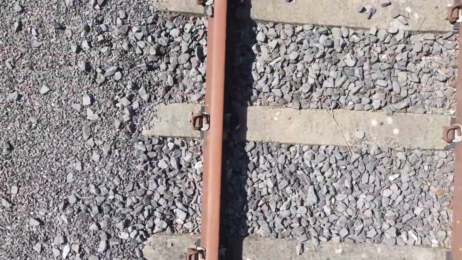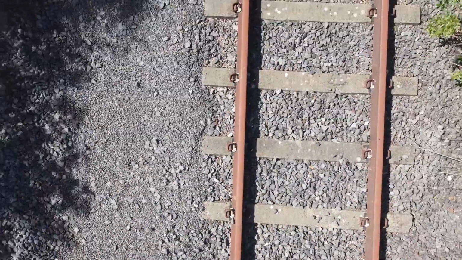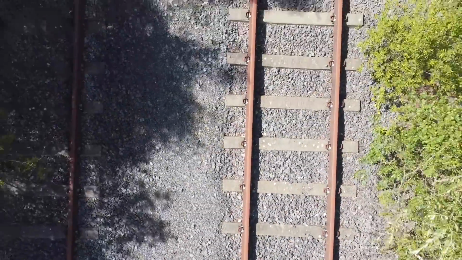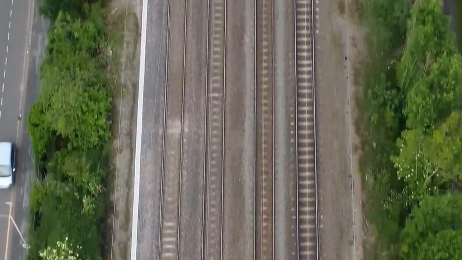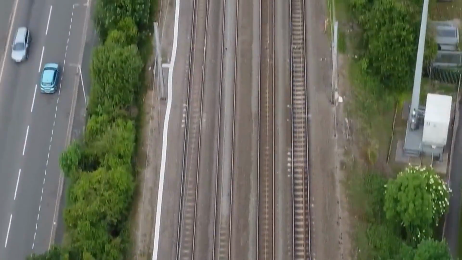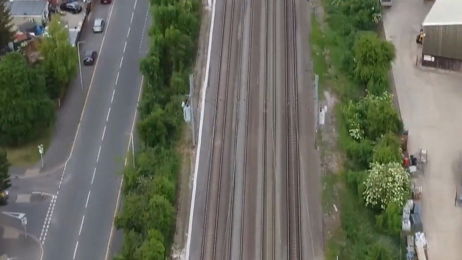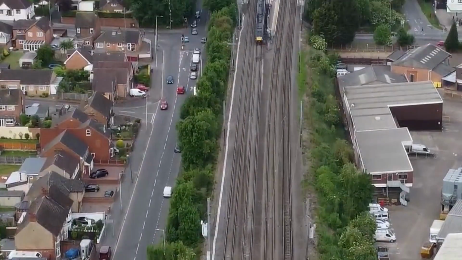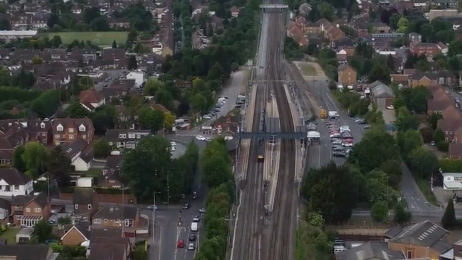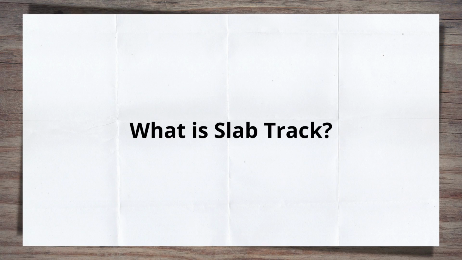The construction methods of railways significantly impact performance, maintenance, and life cycle cost, with variations coming in materials, formation depths, and other factors. Slab track is a wholly different approach in its nature to the traditional railway construction. But what is slab track?